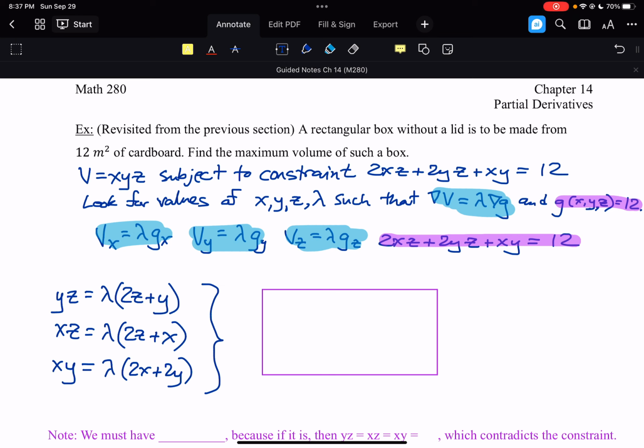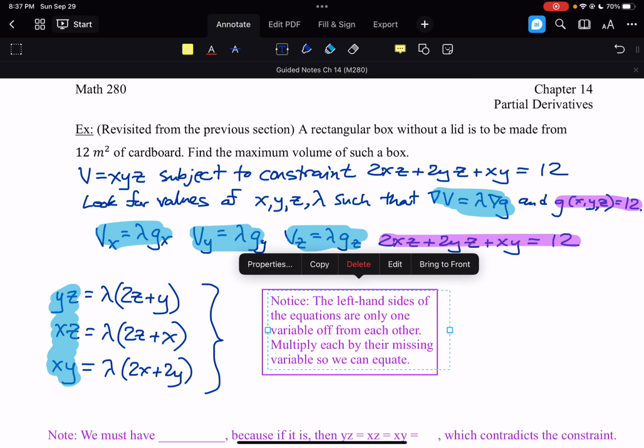That's to be expected. So with these equations, the first thing that I notice is that the left-hand sides of all of these equations are almost the same, right? Each one of these has two of the variables out of the three, but not all three. If we could make them all equal the same thing, we could set them equal to each other and then do something with that.